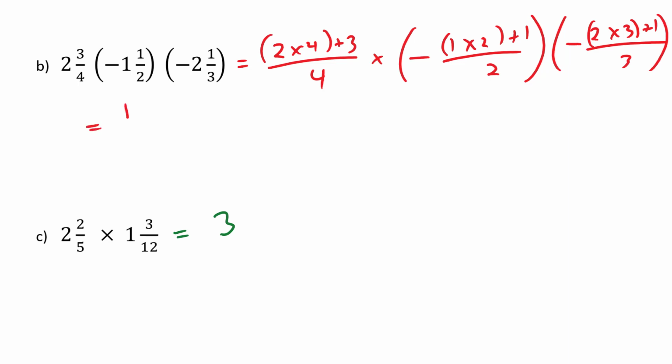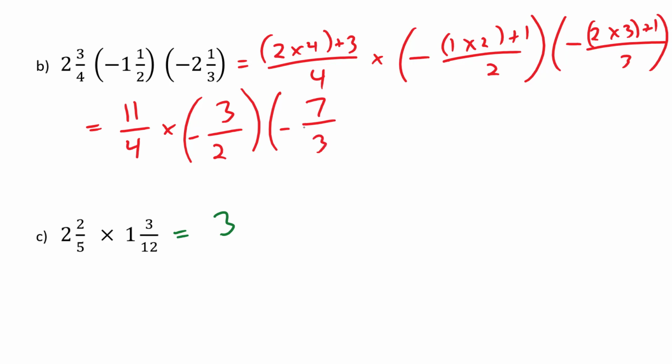2 times 4 is 8, plus 3 is 11. 1 times 2 is 2, plus 1 is 3. And then 2 times 3 is 6, plus 1 is 7. There you go. Multiply the numerators. Multiply the denominators. Before we do that, let's see if we can simplify. I have a 3 in the top, a 3 in the bottom. I can take 1 out of both of them. And that's all I can simplify. But it makes my job a lot easier.